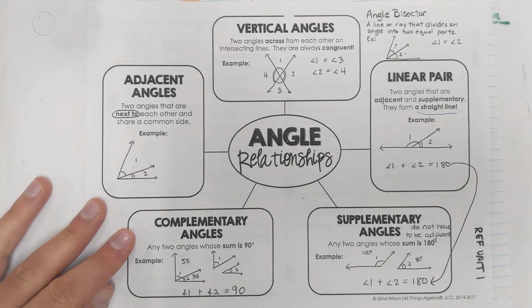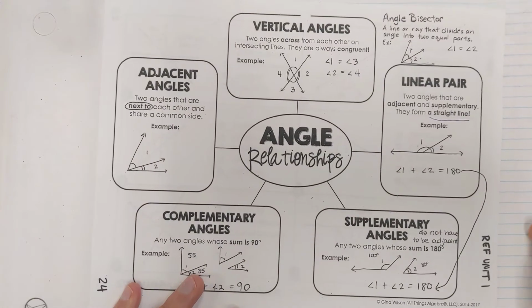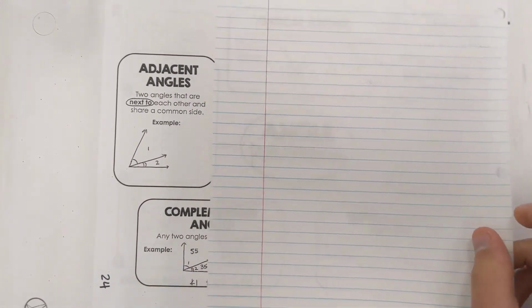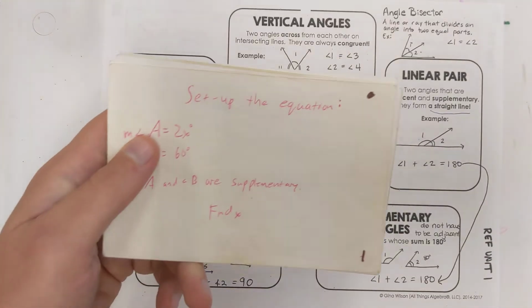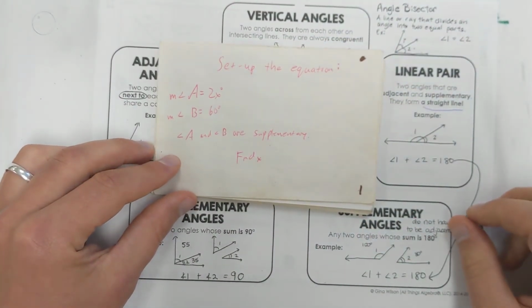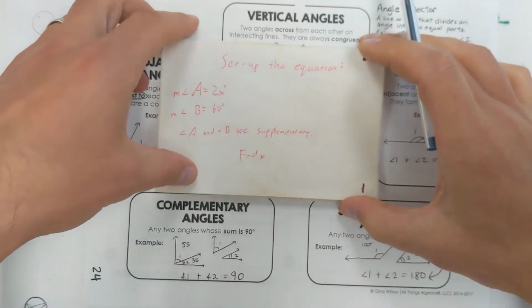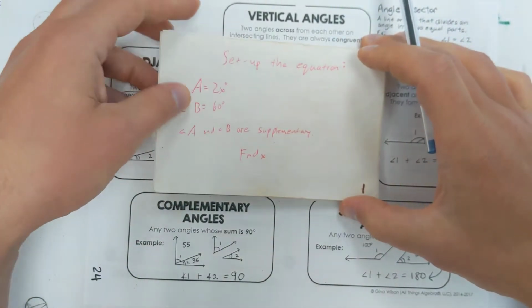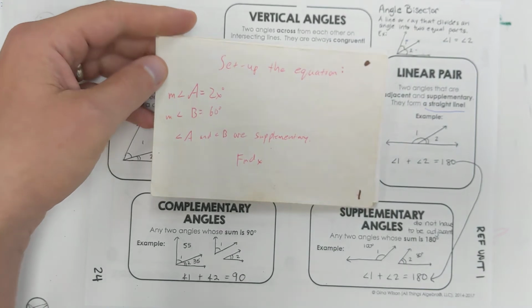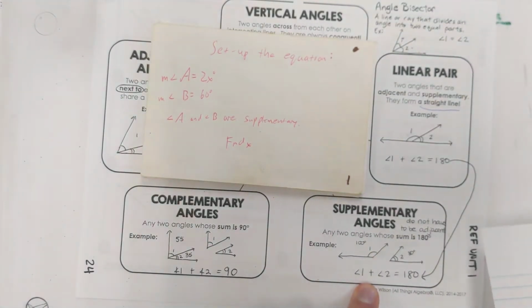So, what we're going to do now is I'm just going to help you set up the equations. So, right here, angle A and angle B are supplementary. Find x. Here you just have to set up the equation. I'm going to look on my sheet here. It says A and B are supplementary. Supplementary means they add up to 180.